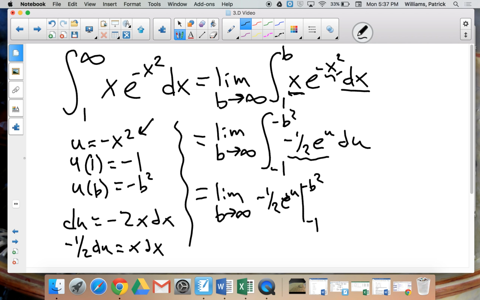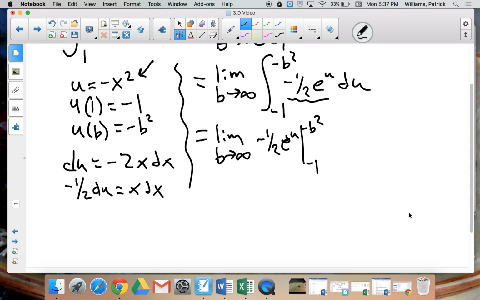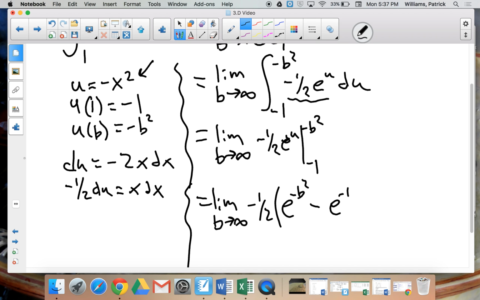So now all we got to do is evaluate this limit. And if we do that, we will have the limit as b goes to infinity of, I'm going to pull the negative 1/2 out of there, e to the negative b squared minus e to the negative 1, which will just be the limit as b goes to infinity of negative 1/2 times 1 over e to the b squared minus 1 over e. Okay?